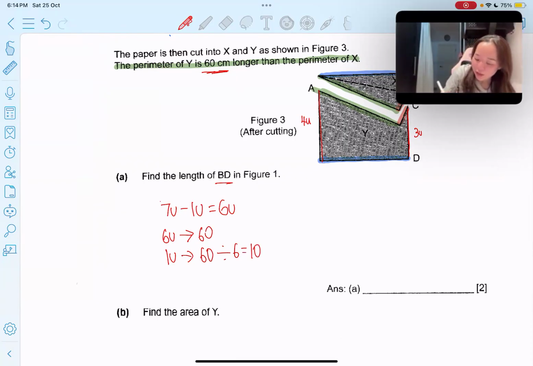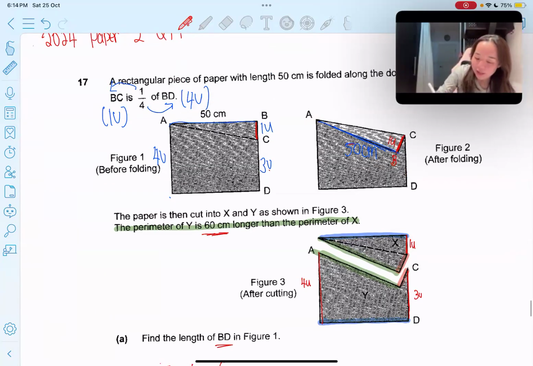So, find the length of BD. I know that BD is actually 4 units.